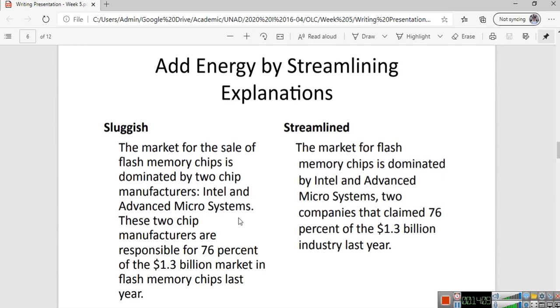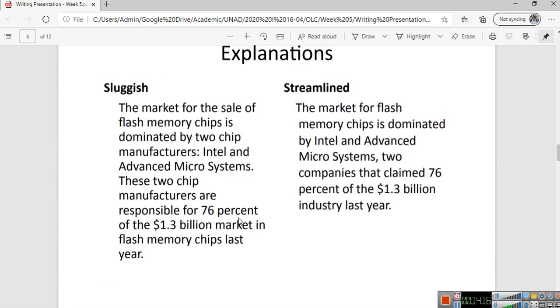Add energy by streamlining explanations. So again, we have the sluggish version right here, and we have the streamlined version. Please go ahead and read the sluggish. The market for the sale of flash memory chips is dominated by two chip manufacturers, Intel and Advanced Microsystems. These two chip manufacturers are responsible for 76% of the $1 trillion market in flash memory chips last year. Very good. Continue here, please.